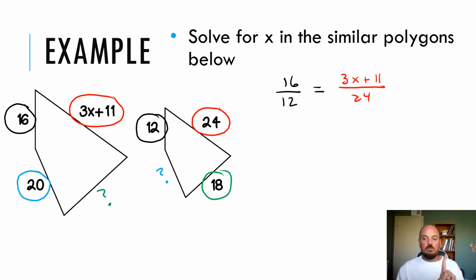Now, there's one thing you want to be careful of when you're doing this. Make sure you go in the same order. Both of my fractions are the left polygon first over the right polygon second, and that's fine. It also would have worked if I had done both of them right polygon over left polygon, but if you switch them, it doesn't work. Like if I wrote this as 16 over 12 equals 24 over 3x plus 11, I wouldn't get the right answer. So I worked kind of left to right. I did this one over this one equals this one over this one, just to make sure it was right.